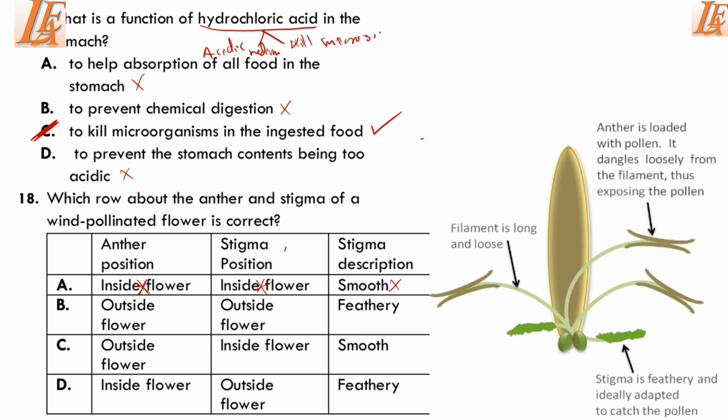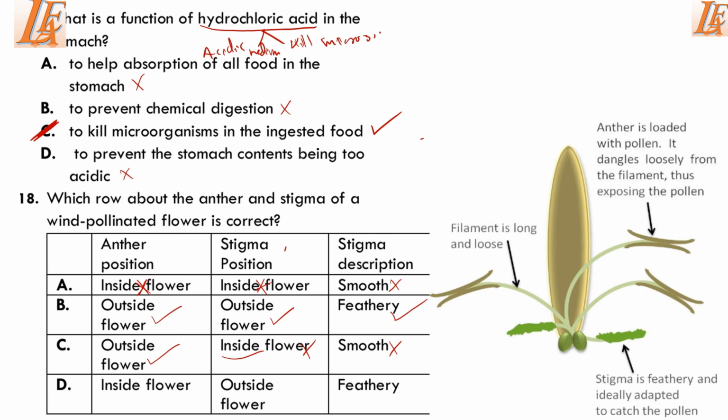B, the anther is outside. This one is correct. The stigma is also outside. This one is correct. Then the stigma description is feathery. This one is also correct. This one describes a wind-pollinated flower. C, the anther position is outside the flower. This one is correct. Stigma position is inside. This one is wrong. Then the stigma description is smooth. This one is also wrong.